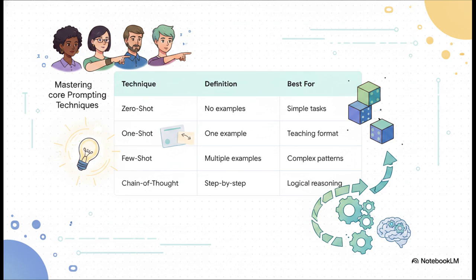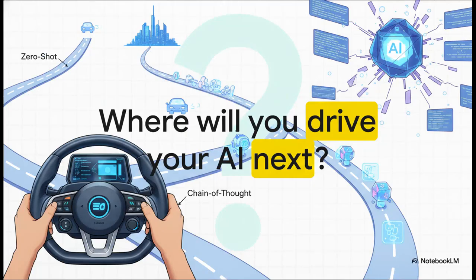You're no longer just typing blindly into a chat box. You are purposefully selecting the exact right tool for the job. We established earlier that prompting techniques are essentially the steering wheel of this incredible technology. You now know exactly how to steer with precision, whether you're taking a quick trip around the block with Zero-Shot or navigating a massive cross-country logical journey with Chain of Thought. The technology is sitting right there, just waiting for your instructions. So if prompting is the steering wheel, where will you drive your AI next?